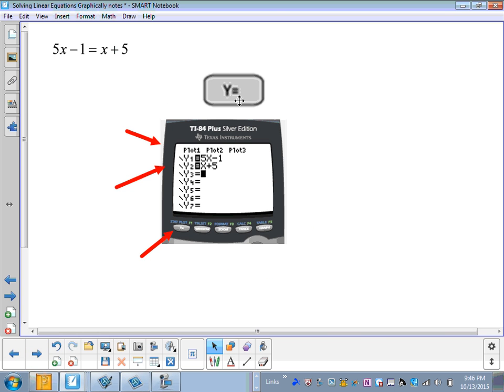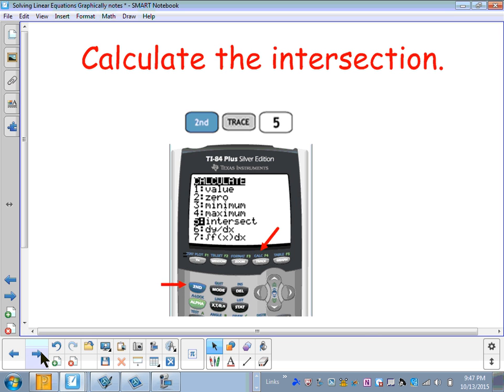I'll then go into y equals, which is located right here on our graphing keys, and I'll enter the left side of the equation into y1, and I'll arrow down and enter the right side of the equation into y2. At this point, I'll double check that I entered the equation correctly. Now I'm going to calculate the intersection. So I'm hitting second trace 5, but really when I hit the second key, since it's blue, I'm saying second calc intersection. So I'm calculating the intersection.